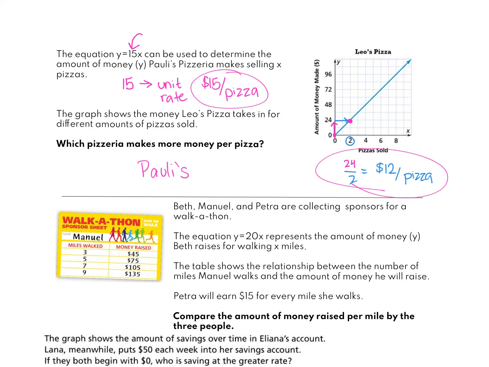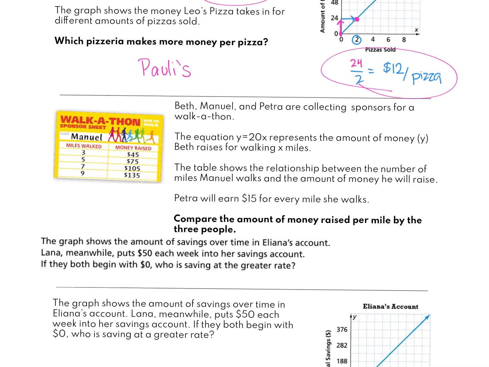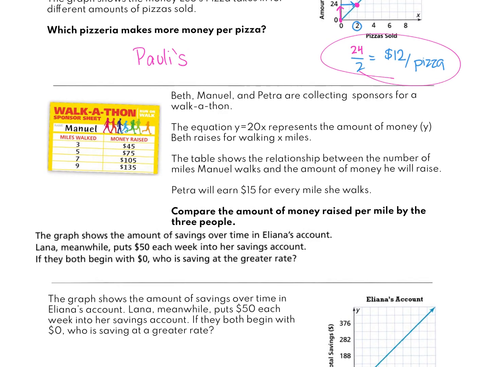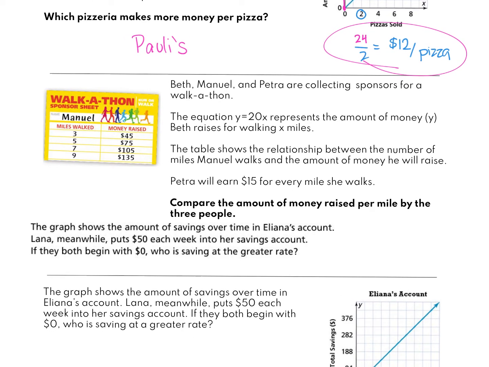Let's look at the next one. Beth, Manuel, and Petra are collecting sponsors for a walkathon. The equation y equals 20x represents the amount of money Beth raises for walking x miles. That means that she makes $20 per mile. The table shows the relationship between the number of miles Manuel walks and the amount of money he raises.